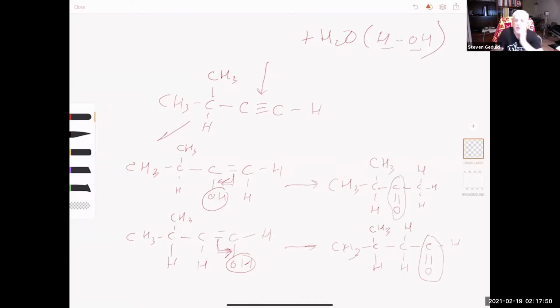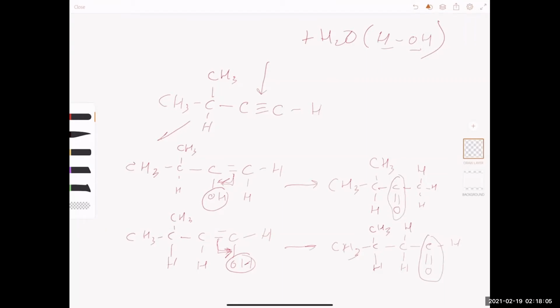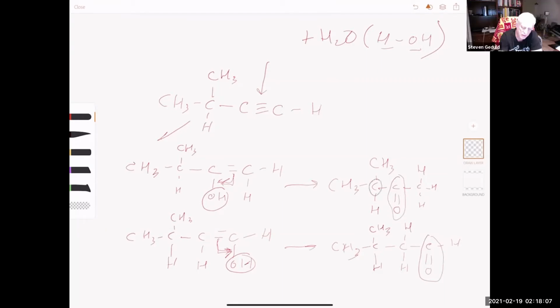So now look at the top one closely. What's attached to the carbonyl carbon? Is that an aldehyde or a ketone? Ketone. Ketone, perfect. Because there's a carbon attached here and there's a carbon attached here. So that is a ketone.